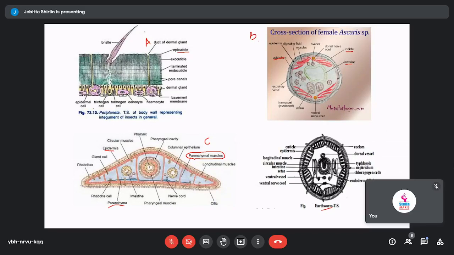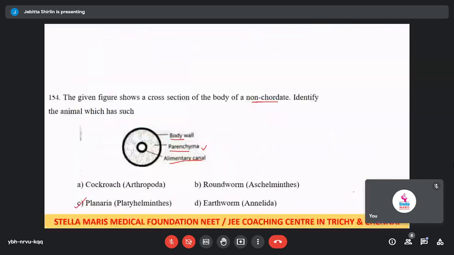Even in earthworm, you don't find any parenchyma. Can you locate any parenchymal tissue in the CS or TS of earthworm? No, you can't. So the correct answer for this question is option C, which is planaria. In the cross section of planaria, you come across this parenchymal tissue, not in cockroach, not in a roundworm, also not in earthworm. Am I clear to you people? Yes? Yes, ma'am. You need still more explanation? You want me to explain more? Please let me know. I'll do it. Otherwise, we'll proceed.